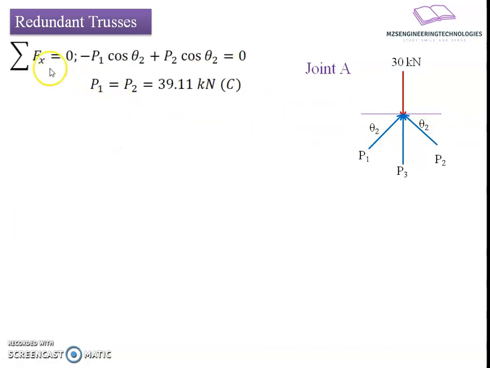If I put summation of the forces in a horizontal direction equals to 0, we get a relation minus P1 cos of theta 2 plus P2 cos of theta 2, resulting into value P1 is equal to P2, which comes to be 39.11 kilonewton compressive in nature.